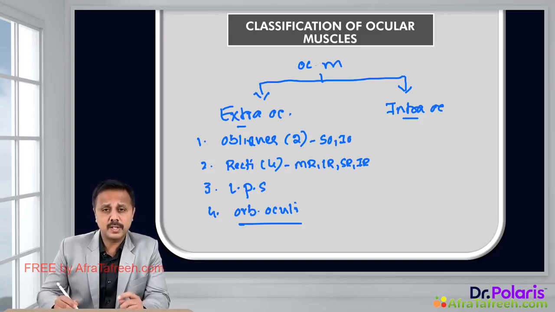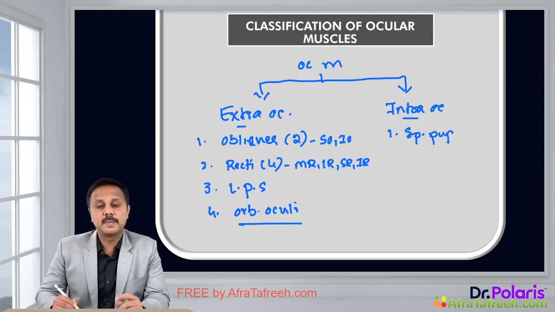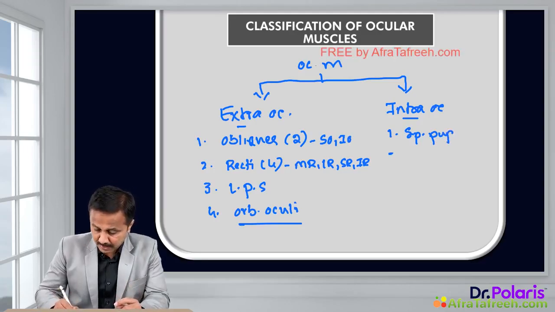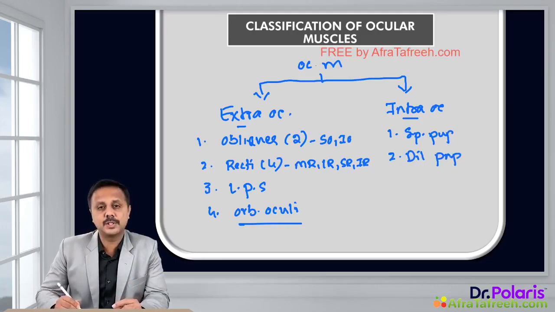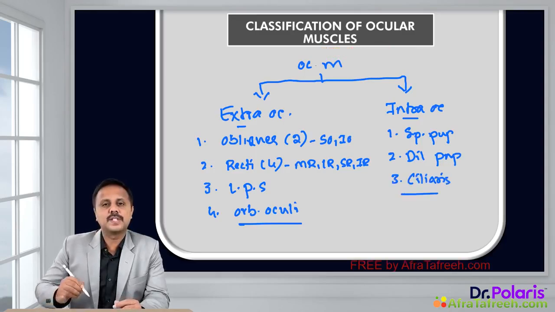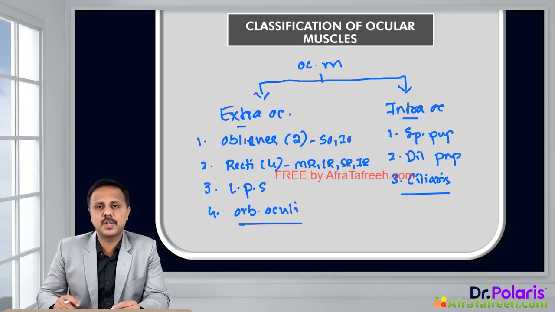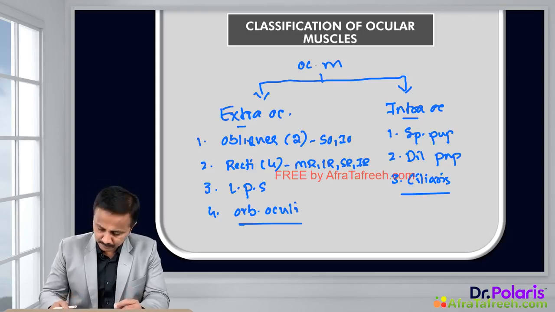When we come to intraocular muscles, there are three. The first one is sphincter pupillae, which brings about constriction of the pupil. Then we have the dilator pupillae, which brings about dilatation of the pupil. And finally, we have the ciliaris muscle. What is the action of the ciliaris? We will learn later. So this is the broad classification of ocular muscles.